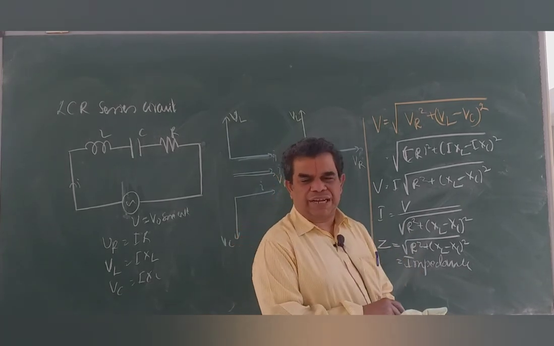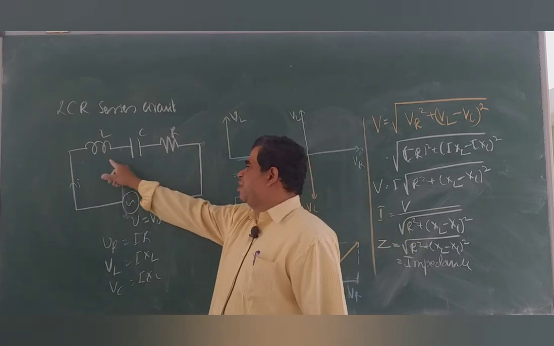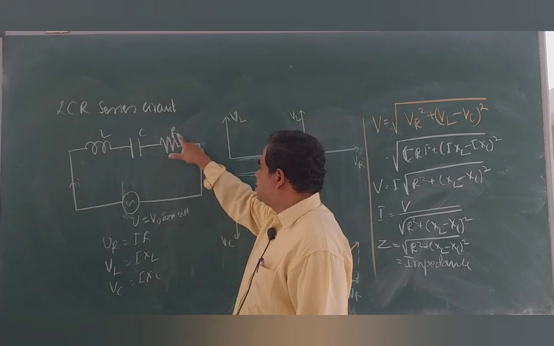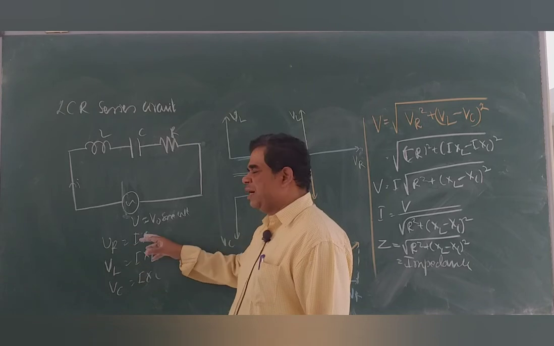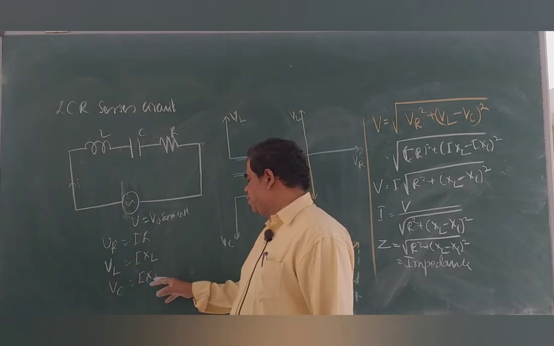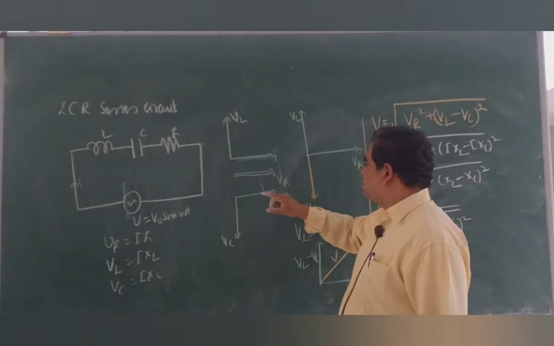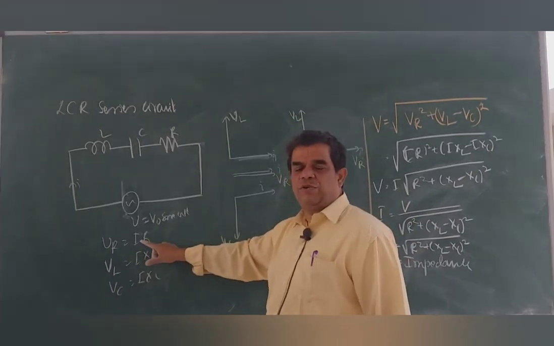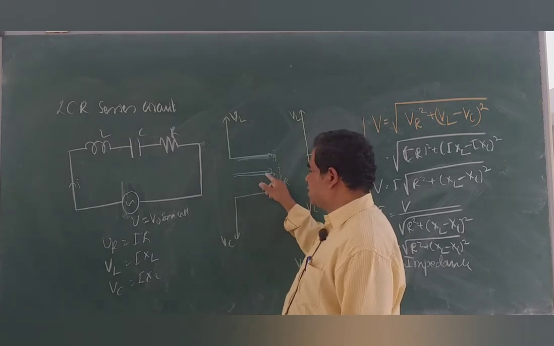So let me go through the derivation once again. We considered a series LCR circuit with a pure coil of inductance L, pure capacitance of capacitance C, and pure resistance of resistance R, applied with V equals V naught sin omega t. But we know VR is IR, VL is IXL, VC is IXC. Now observe, these are the things. Because we know VR and I are in phase, voltage across resistance and current are in phase. Therefore, we have written VR and I in the same direction.